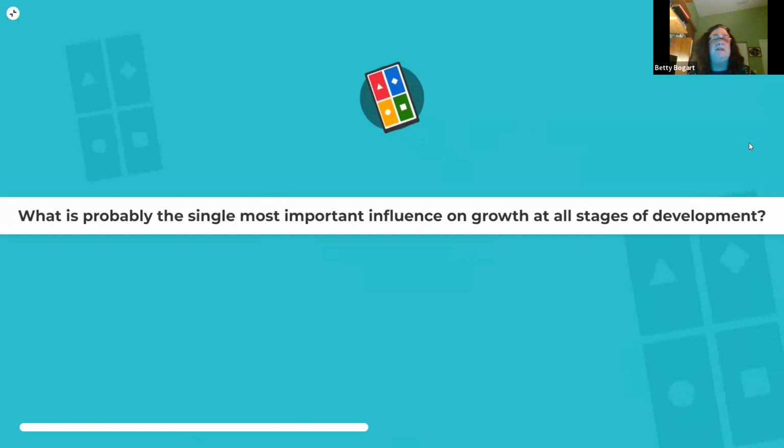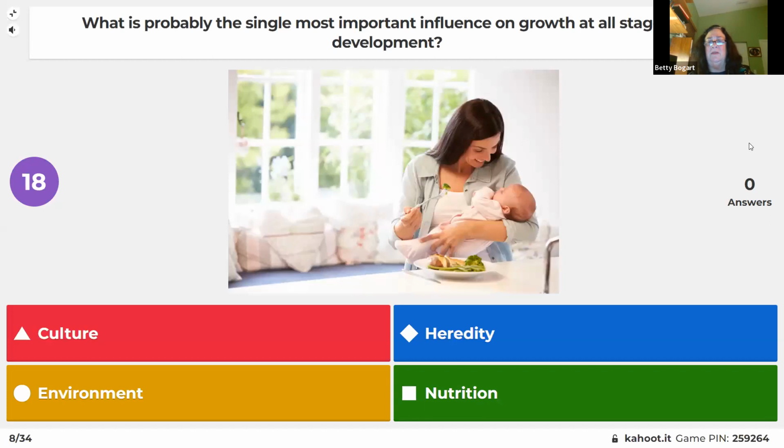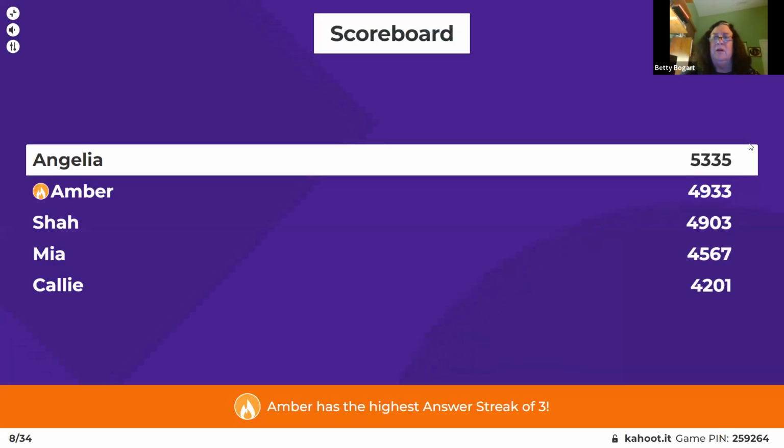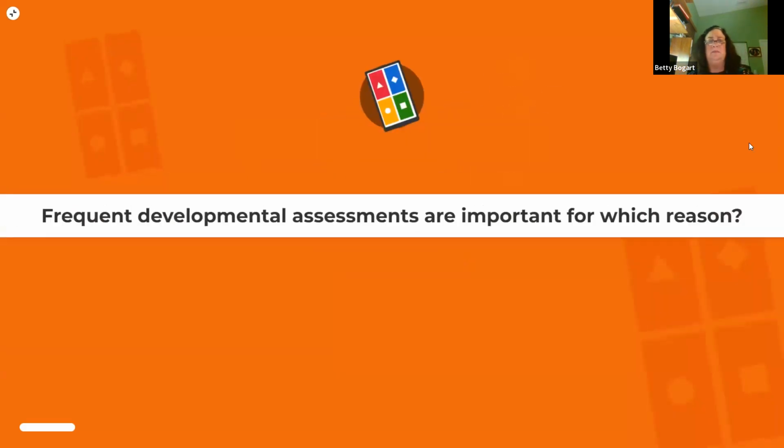What is probably the single most important influence on growth at all stages of development? Nutrition, nutrition, nutrition. Without nutrition, you don't grow. Your mind doesn't grow. You're going to be delayed.